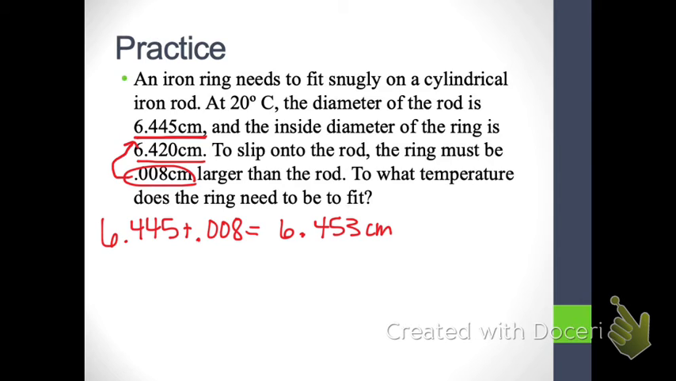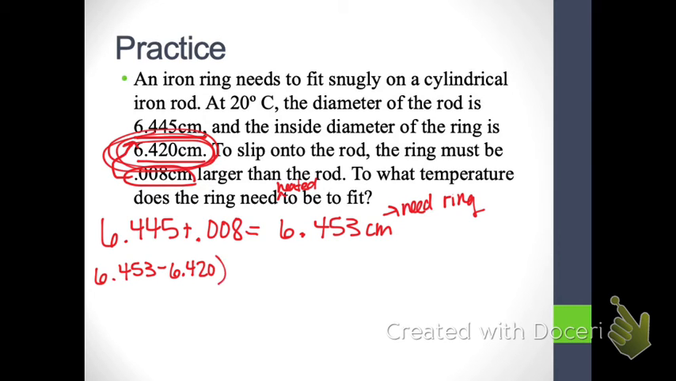Essentially what I've got to do is find my change in temperature, because it's at 20 right now. It says, to what temperature does the ring need to be heated? What does it need to be heated to be able to fit? So here's what I need my ring to be. Currently, my ring is only at 6.420. So that means my change in length, or the change in diameter, would be 6.453 minus 6.420. That would be my change in length, right? Here's my original. Here's what I need it to be.